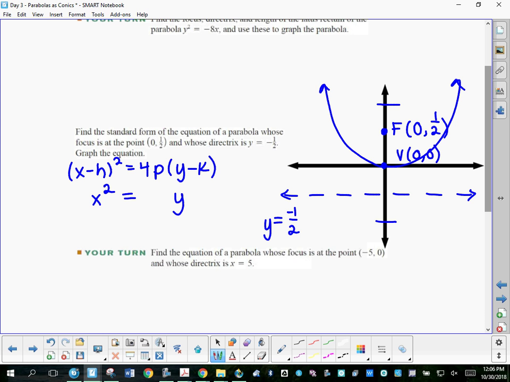What's our p-value in this? Hands up, please, if you can tell me that. What do you think the p-value would be? 1/2. So what's 4 times the p-value? 2. Is it positive or negative 2, by the way? Or positive or negative 1/2? Positive. Why would it be positive? Opens up. Anything up or to the right.